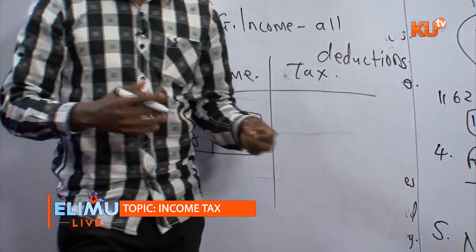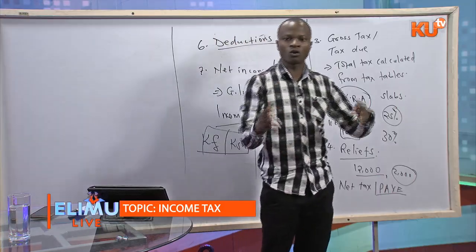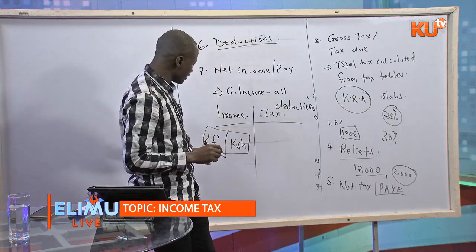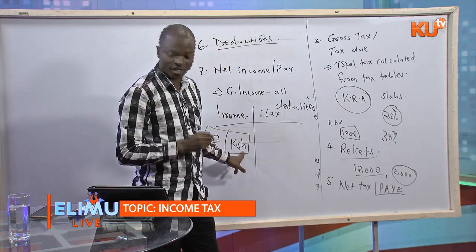This will help you to know if you are supposed to do any conversion. If the income is in shillings and the table is in pounds, you have to do some conversions. So you need to be very careful. Is the income in Kenyan pounds or in Kenyan shillings?